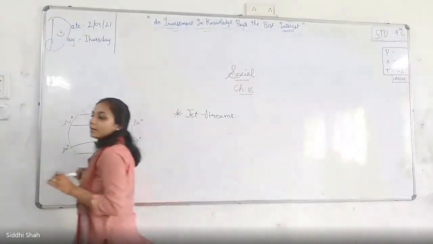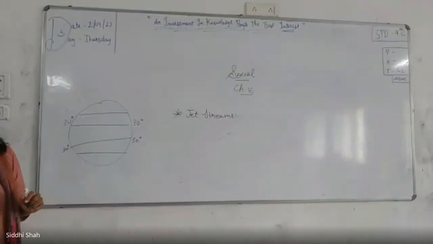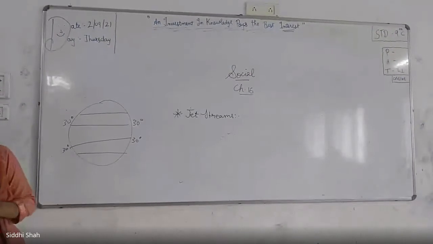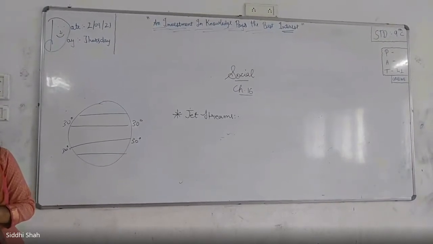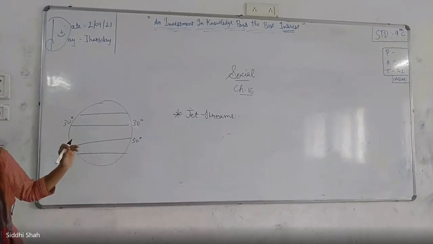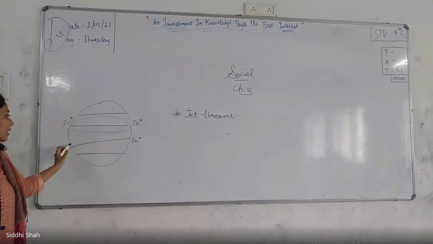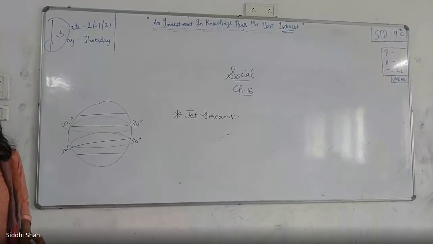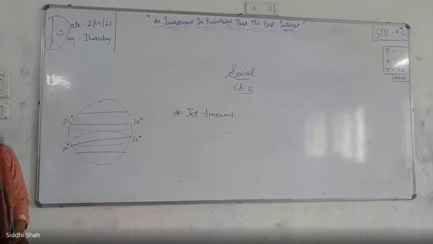Got it? Having which altitude? 8 to 15 kilometers. This wind is known as jet stream. Both hemispheres, that is northern hemisphere and southern hemisphere, around 30-degree latitude. So around 30-degree latitude, the wind is blowing at 8 to 15 kilometers. These streams are known as jet stream.